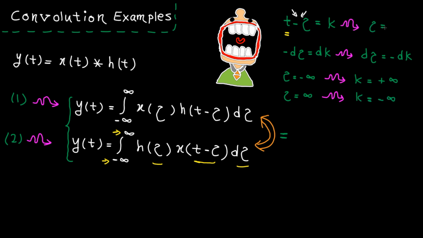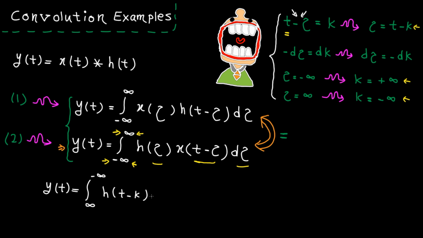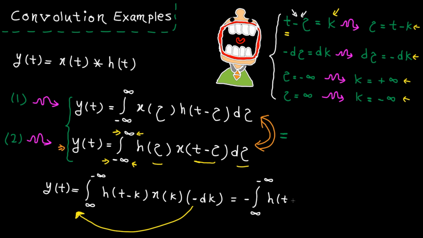Also, let's write this equation in this form. Now, to change the variable from tau to k, we need to replace all these things here. Lower bound is replaced by plus infinity and the upper bound is minus infinity. Tau becomes t minus k and t minus tau becomes k. Finally, d tau becomes minus dk. Let's bring the minus sign out and write it again.